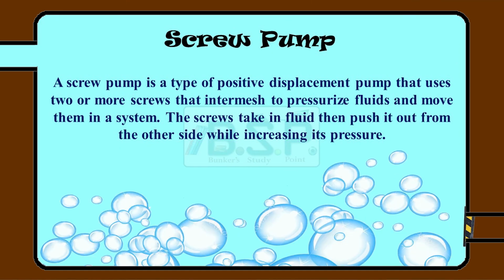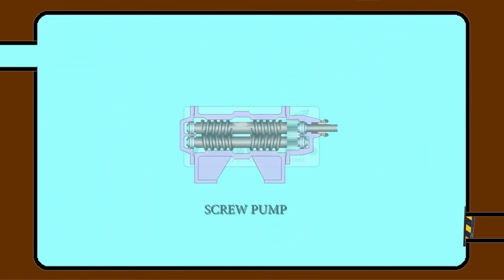When the water enters through the inlet, it gets trapped in the spaces between the two threads of the screws. Now when these screws start rotating, the water moves towards the outside, that is, it is displaced outside.